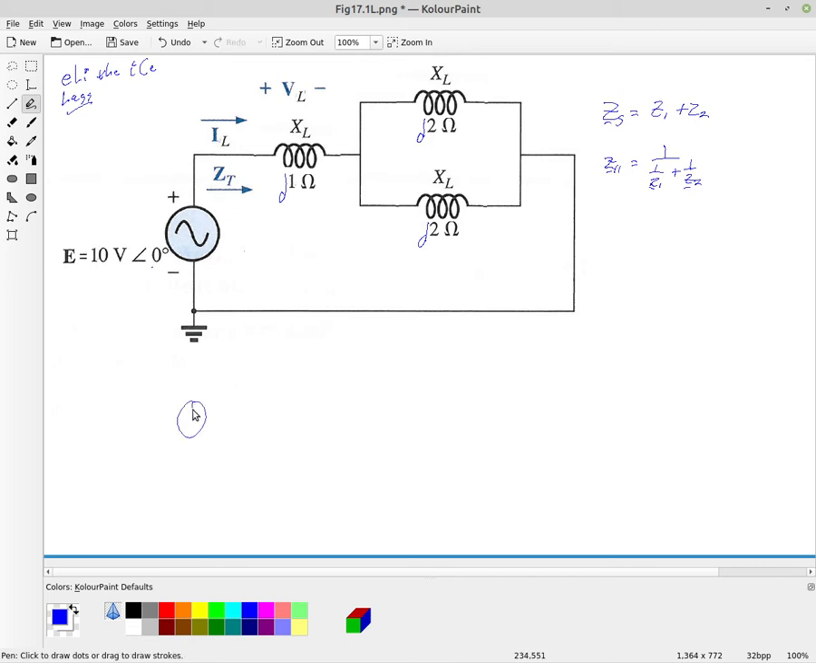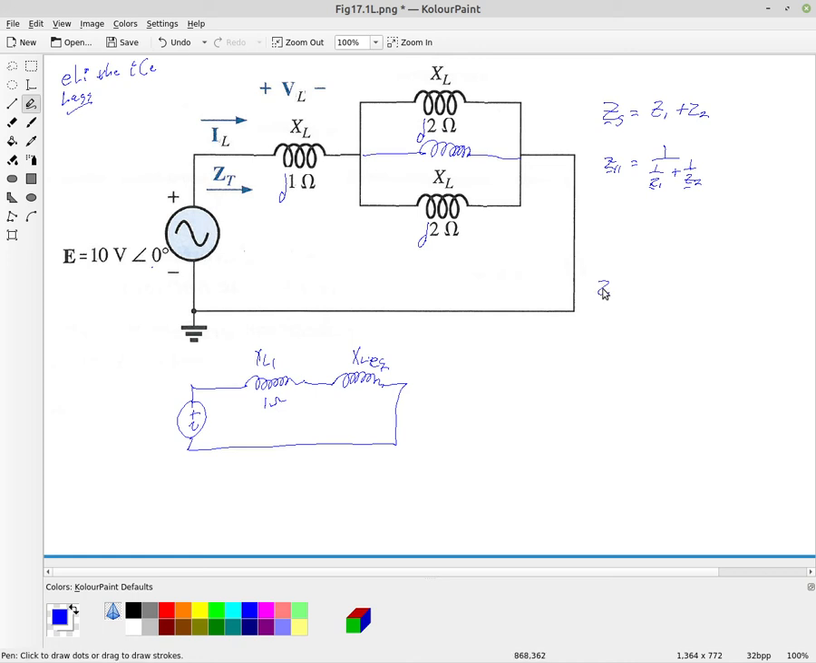So we can again redraw this circuit, and we just have the impedance X of L1, which is 1 ohm, and then we have this equivalent impedance here, which again is a reactance in this case, X of L equivalent, which is the inductors in parallel, in series with L1. So we can calculate this. We're actually going to get the same calculation we had before.